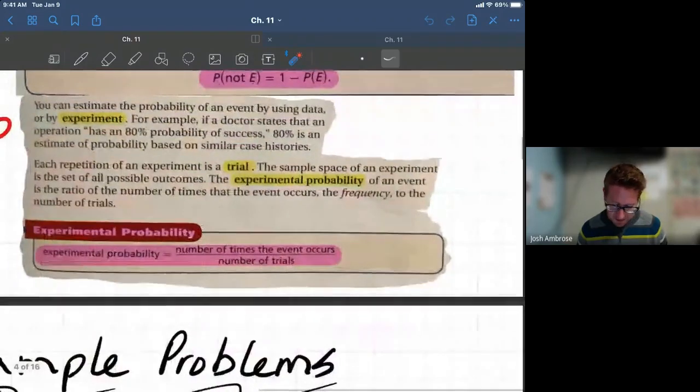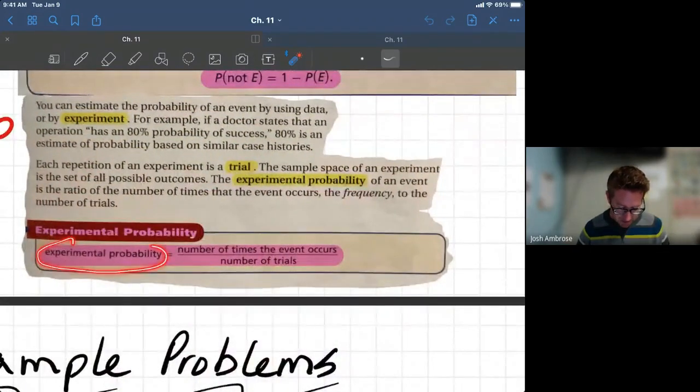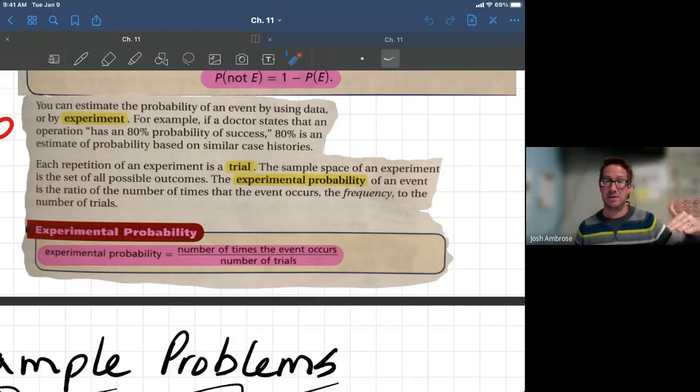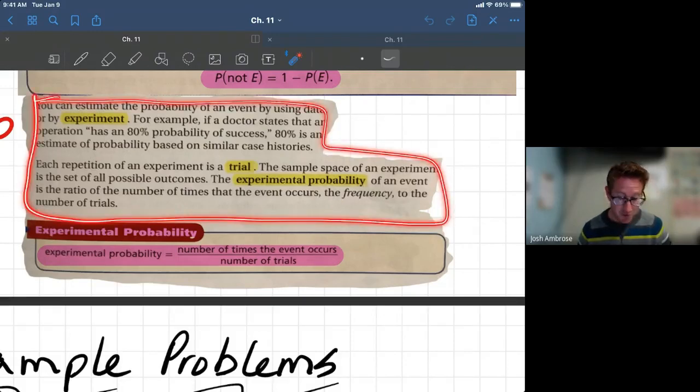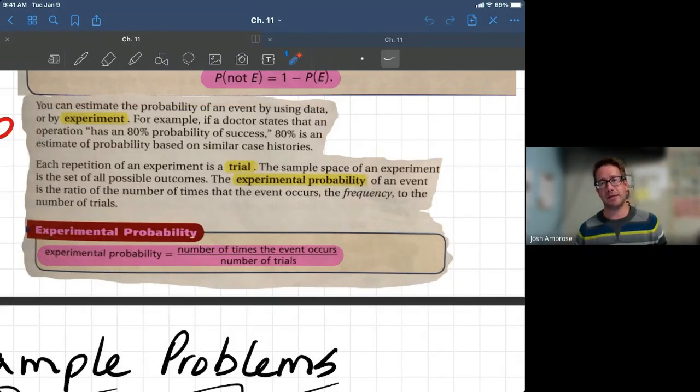Taking a look at experimental, it's just what you got: the actual number of times the event occurs, because you did the experiment. And then on the bottom, the number of trials, how many times you did it. So if we're going back to flipping a coin and we landed on tails 7 times, well, that's the number of times. 7 over, how many times did we flip a coin? 10. And 7 over 10 would be a 70% chance. Okay, so there we go. This information right here gives you a little more detailed definition.